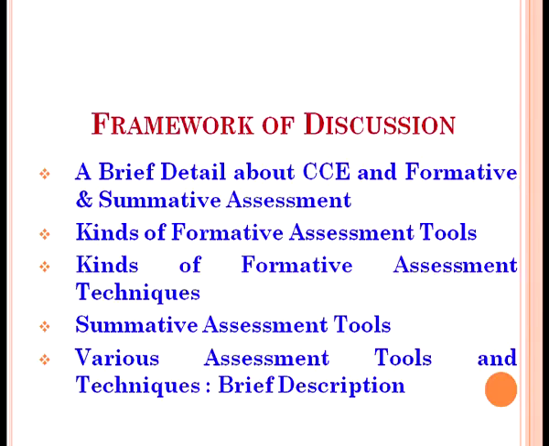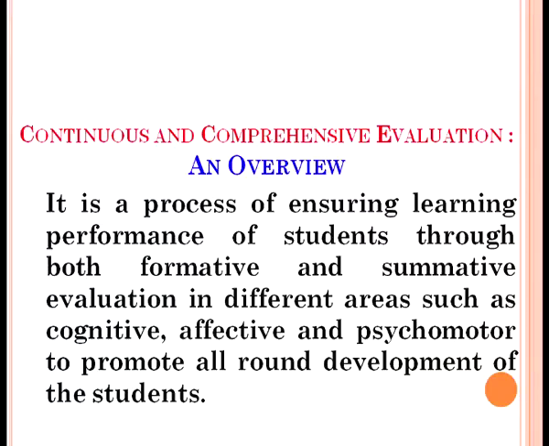Now, first of all, what we mean by continuous and comprehensive evaluation. You can see on the screen that continuous and comprehensive evaluation is a process of ensuring learning performance of the students through both formative and summative evaluation in different areas such as cognitive, affective and psychomotor to promote all-round development of the students. That means continuous and comprehensive evaluation is carried out to ensure and enhance learning among the students, to identify their learning difficulties, to provide them remedial instruction, or to provide them feedback on their performance. These are the main focus of continuous and comprehensive evaluation.